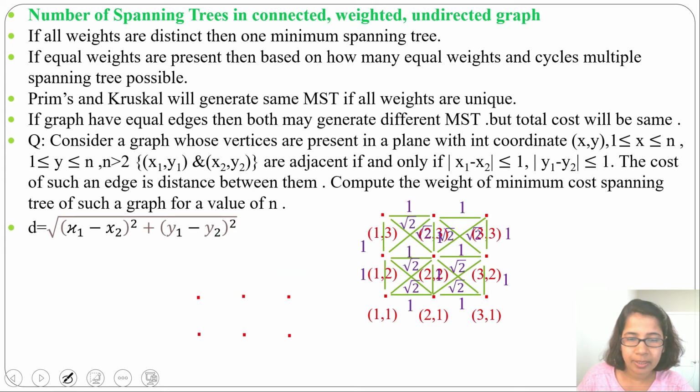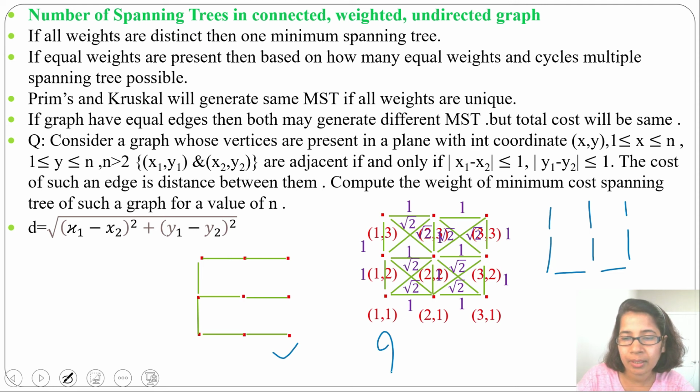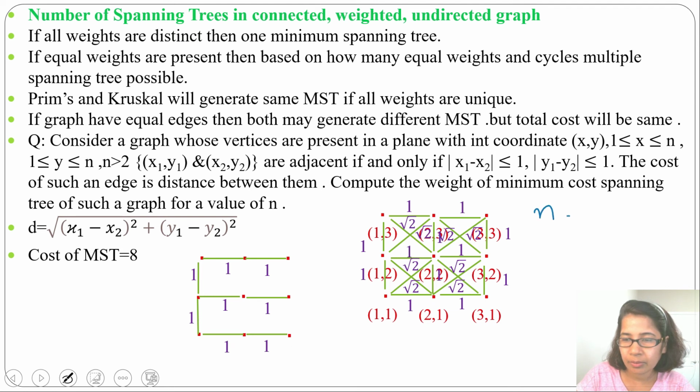Next we'll find the minimum spanning tree. So first I'm writing all the nodes, and from 1 and root 2, 1 is lowest. So first we'll choose 1. So this is one spanning tree. We can also draw like this. There can be different minimum spanning trees. So in this graph, number of vertices equals 9. So number of edges in the minimum spanning tree will be 8. We'll choose 8 edges of weight 1. Now cost of this minimum spanning tree is 8. So when n equals 3, cost of the minimum spanning tree is 8.